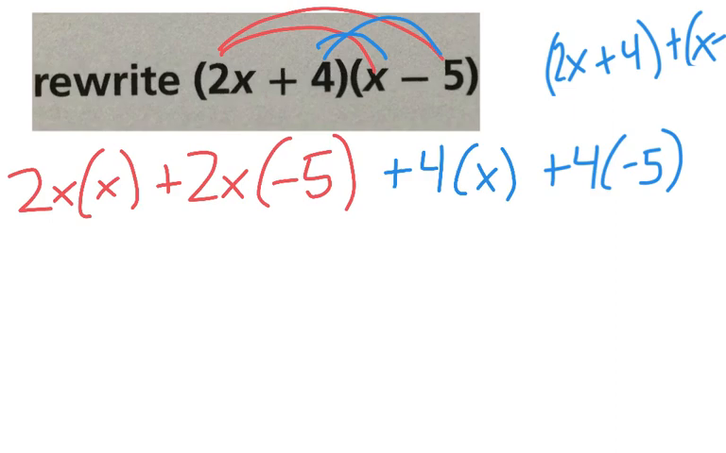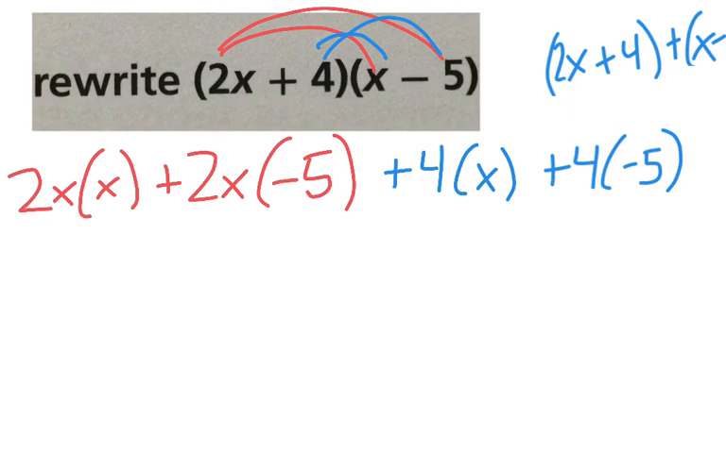Would you do the same thing if it was a binomial times a trinomial? Multiply everything in the first one by everything in the last one. Yes. And we're going to see that before we let down. This is the one you're going to have the most in Algebra 1, binomial times a binomial. Okay?